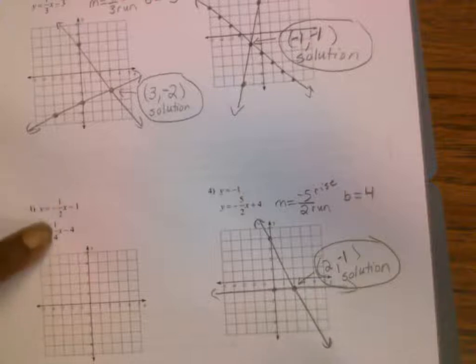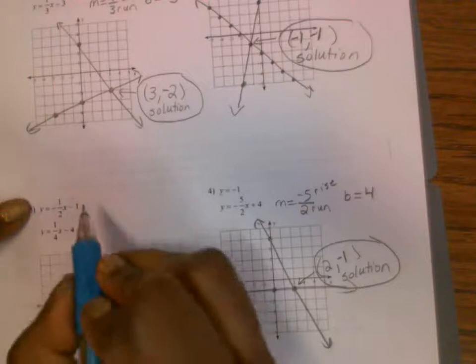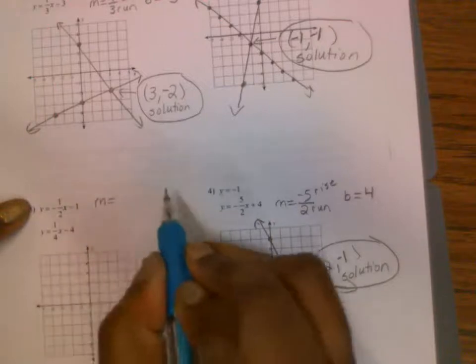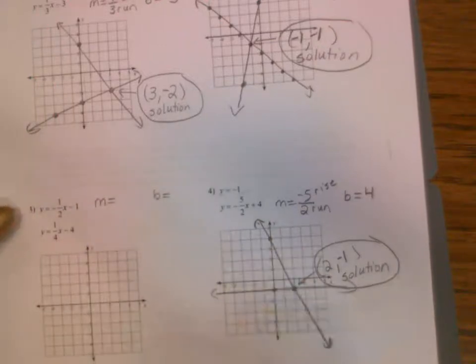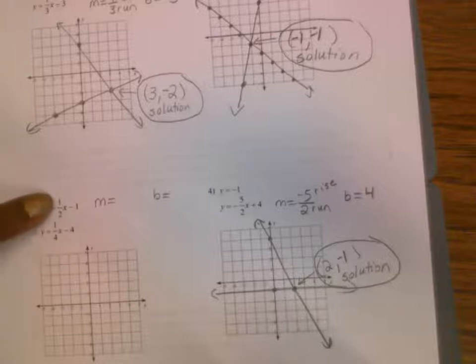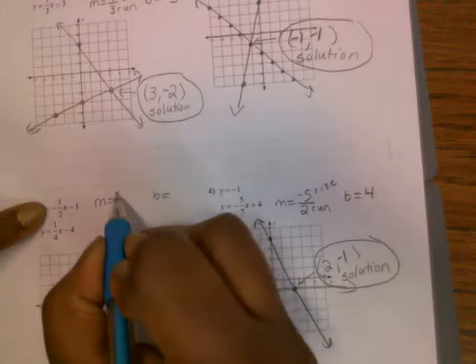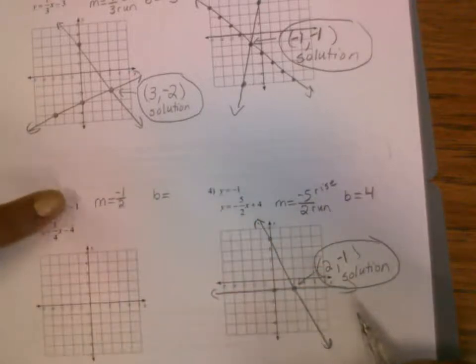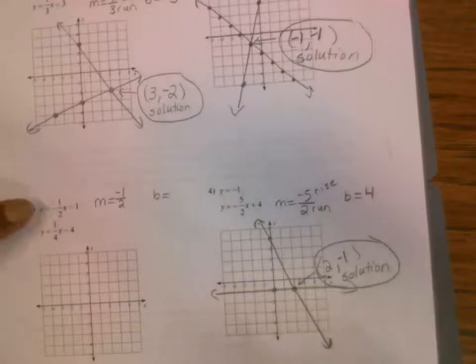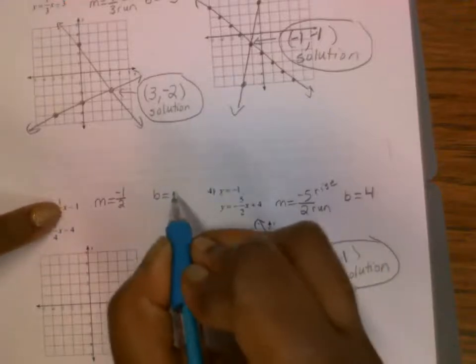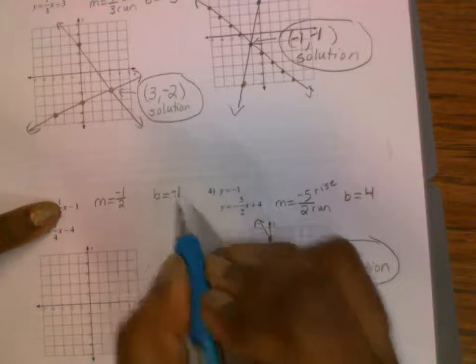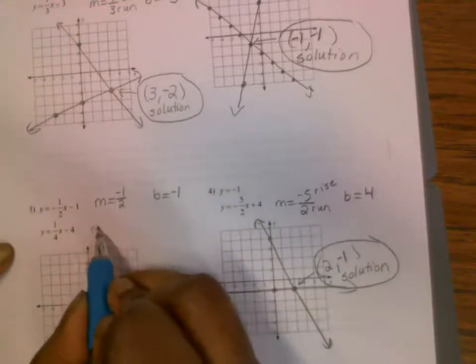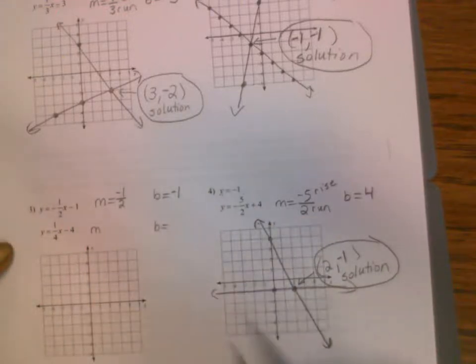This one I want you to do on your own. Let's go ahead and do that one now. Remember to label your M and your B. Okay. Your M is the number that is attached to X, -1 over 2. Your B is the number that has no variable attached to it. It's a -1, so your B is -1. And you label your M and your B here as well.